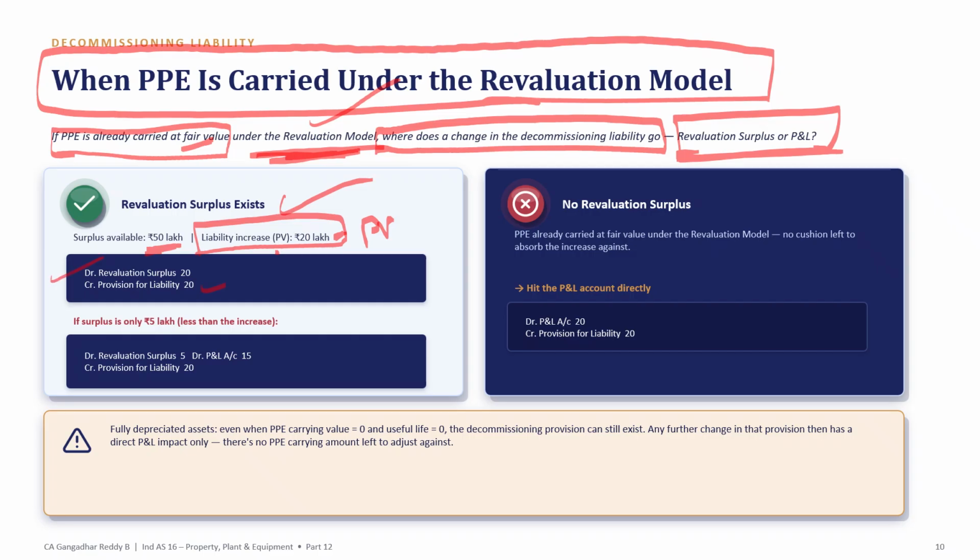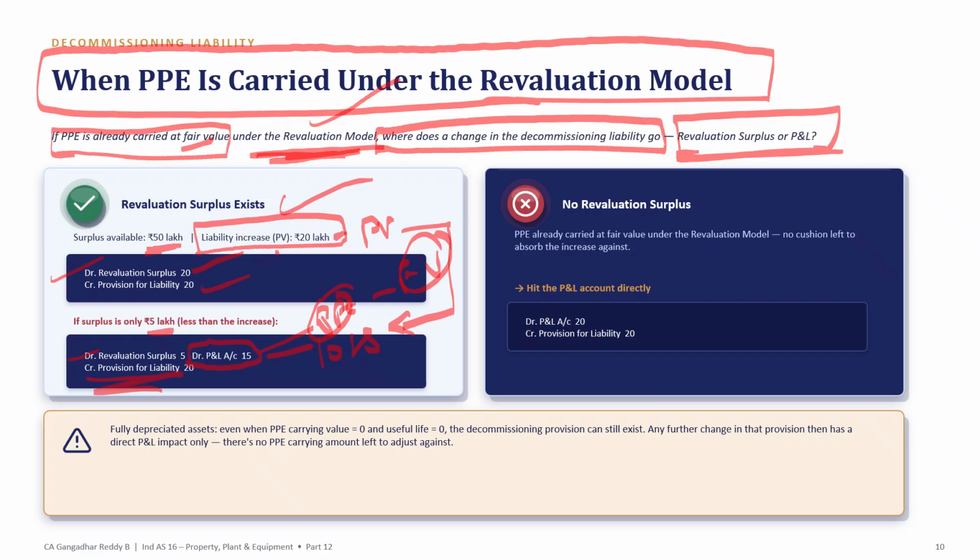So the increase in the liability is debited to the revaluation surplus account. In the same case, if the revaluation surplus is only 5 lakhs, you should debit the revaluation surplus 5 lakhs. The balance is debited to the P&L account, not to the PPE, because the PPE is already valued at fair value in the revaluation model. In that case, the increase is directly a loss to you. That loss should be recognized in the P&L account. The provision should increase the liability.